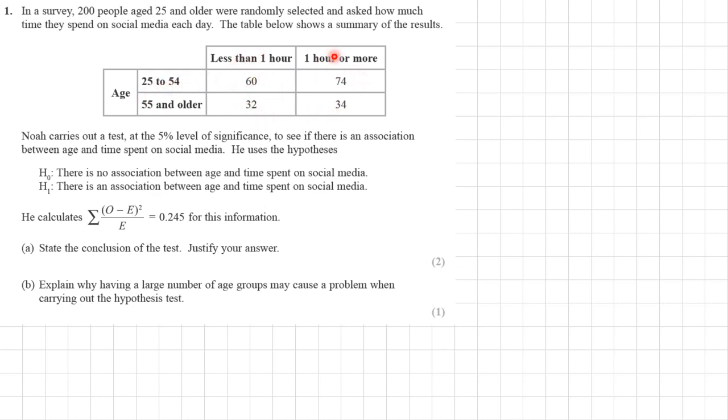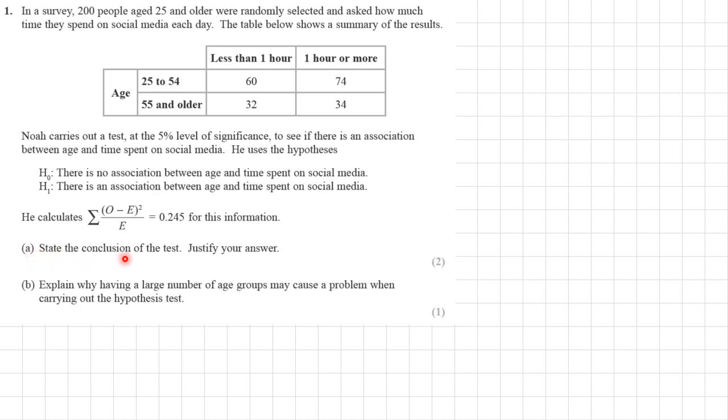The time spent on social media, whether that's less than an hour or more, and age groups 25 to 40 and 55 and older. Noah carries out a test at the 5% level of significance to see if there is an association between age and time spent on social media. He uses the hypothesis H0: there is no association between age and time spent on social media; H1: there is an association between age and time spent on social media. He calculates the sum of (observed minus expected) all squared over expected, equal to 0.45 for this information.